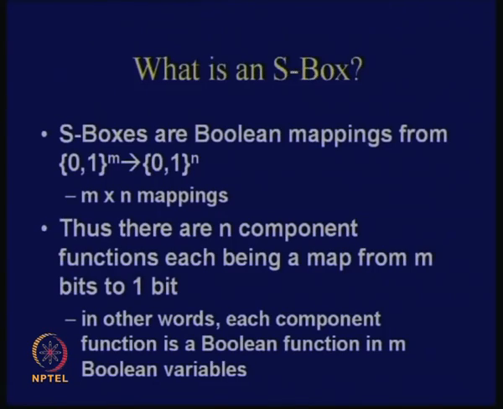You can imagine that all the n outputs that you produce are individual Boolean functions. They operate upon m Boolean inputs, and each of these component functions is a map from m bits to 1 bit. In other words, each component function is a Boolean function in m Boolean variables. Boolean variables means the values can be 0 and 1. So each of the n component output bits can be either 0 or 1, and we have to understand how these Boolean functions are designed. We will address this issue in today's class. That is the objective.